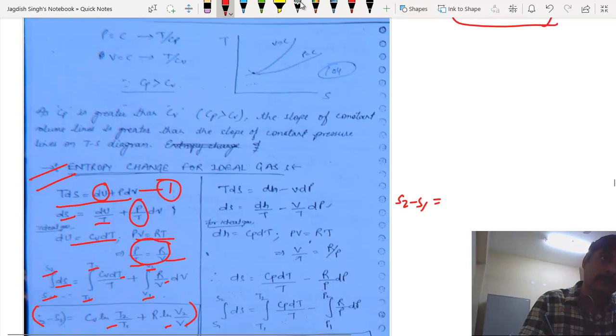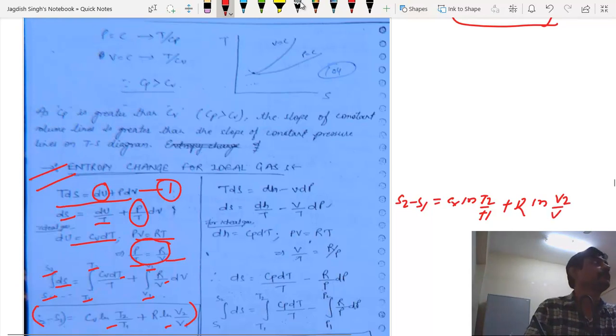S2 minus S1 is equal to Cv ln T2 by T1 plus R ln V2 by V1. This is one equation, right? And similarly, this is another equation. Let us call it equation number 2.